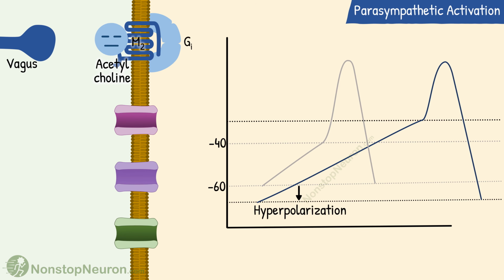Hyperpolarization, decreased slope of phase 4 depolarization, and increased threshold all result in a decreased rate of impulse generation at SA node and therefore decrease in heart rate. With a very strong excitation of the vagus nerve, there can be a complete block of SA node activity. So this is how parasympathetic activation decreases heart rate.